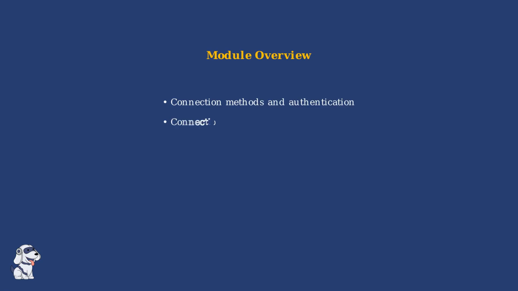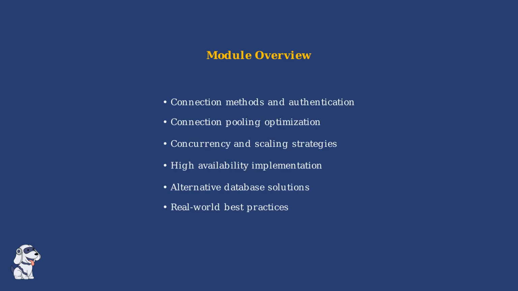Throughout this module, you will learn about various connection methods and authentication approaches, connection pooling techniques for performance optimization, strategies for handling concurrency and scaling, implementing high availability solutions, exploring alternative database options, and applying real-world best practices for production environments. By the end of this module, you will have a comprehensive understanding of Cloud SQL integration patterns, performance optimization techniques, and the knowledge to implement robust database solutions in your cloud applications.